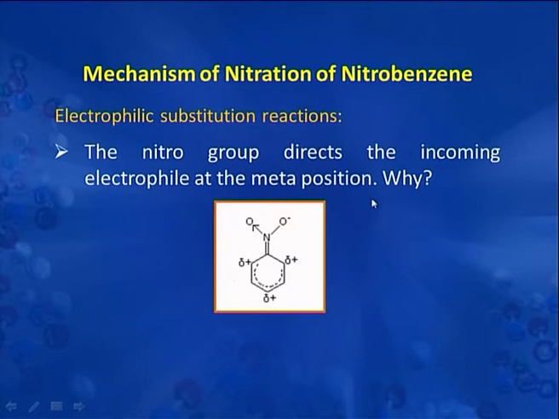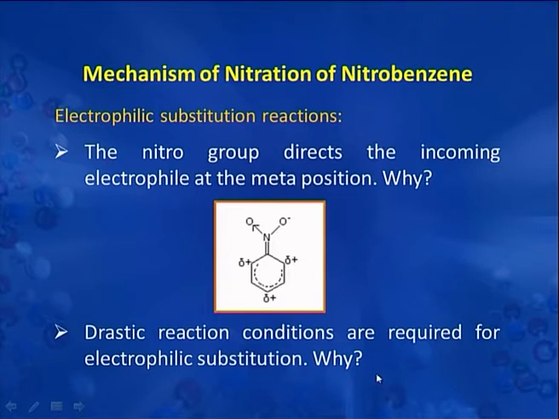The nitro group directs the incoming group at the meta position. Why? The question arises why it is directing the incoming electrophile at the meta position. In the earlier slide, we have seen that during resonance structures, the positive charge develops on the two ortho positions and one para position with respect to the nitro group, whereas the two meta positions are unaffected. As a result, the electrophile or electron deficient moiety chooses to come over the meta positions, and that is why the nitro group in nitrobenzene is a meta directing group.